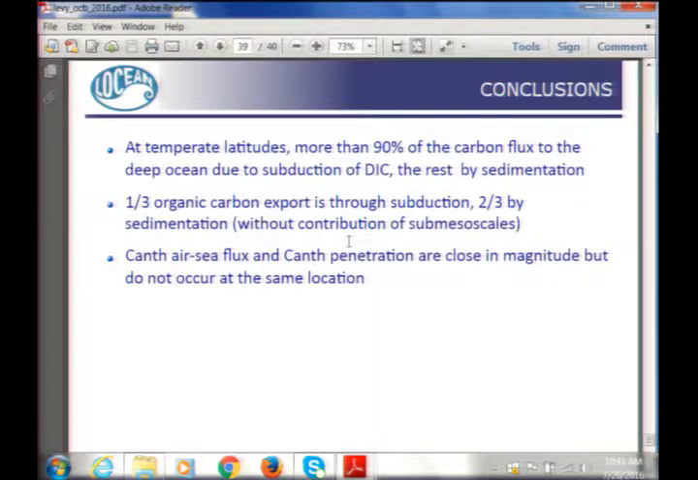It could be that 1/3 of the organic carbon export is through subduction. It could be that there is more because we have not accounted for submesoscales. And then another important message is that the anthropogenic carbon flux between the ocean and the atmosphere and between the surface of the ocean and the deep ocean are close in magnitude, but they do not occur at the same location. So we have to also follow the path of this anthropogenic carbon penetration in the ocean.